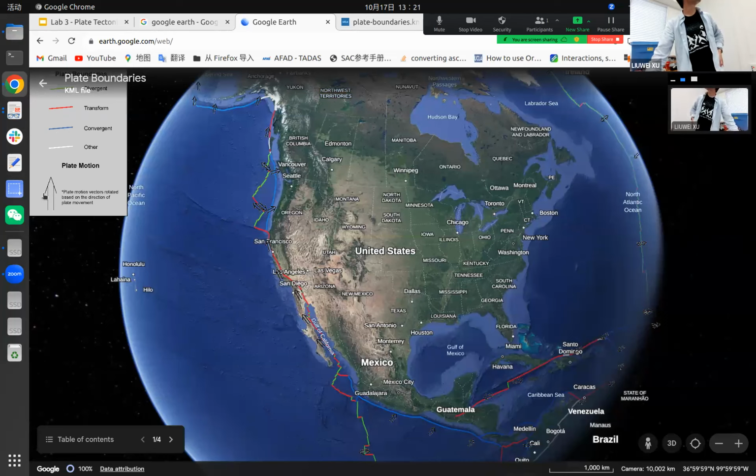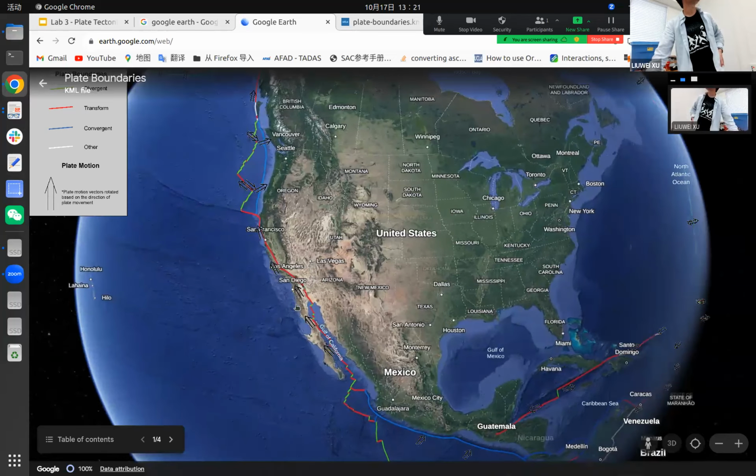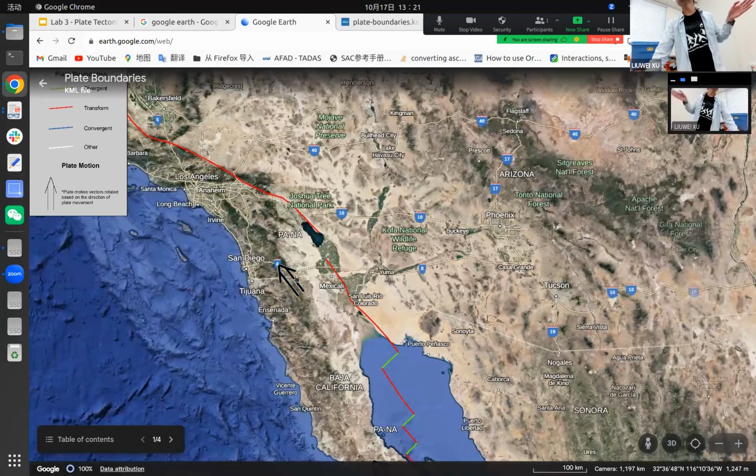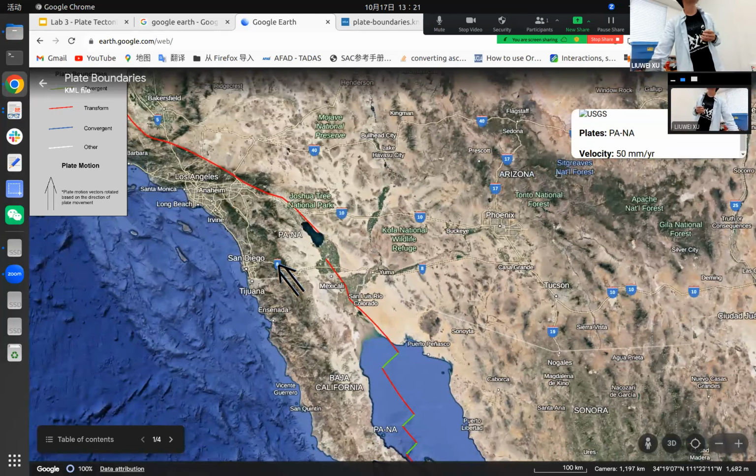We also have these arrows. For example, San Diego here. The black arrow shows the motion of the plate. If you click the arrow, you will see some details, such as the moving rate, the moving speed of the plate. For example, here near San Diego it is 50 millimeters per year.